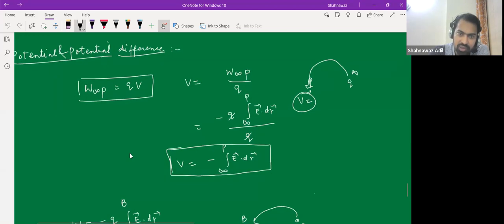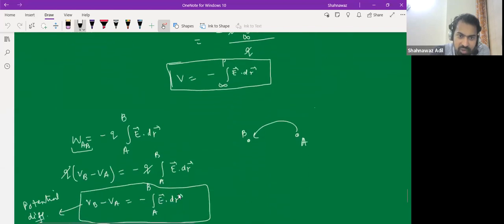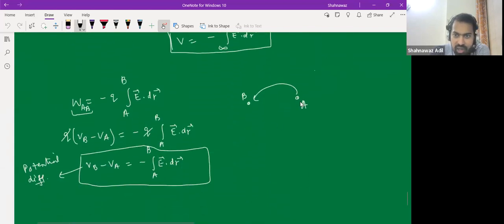And then what you do is that you bring the charge from a fixed point A to fixed point B, right? Then whatever is the work done, that corresponds to the potential difference. So this is the main difference between potential and potential difference. In potential, you bring the charge from infinity to a fixed point, and in potential difference, you bring the charge from one fixed point to another fixed point.